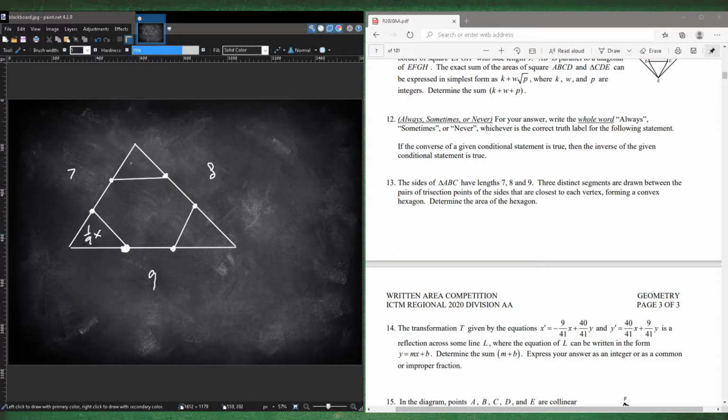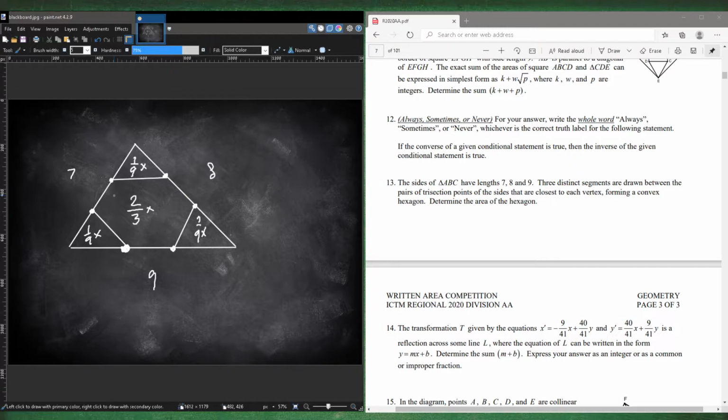And you can apply the same logic to this triangle and this triangle. So this area is also 1/9 of the entire triangle, and this is also 1/9 of the entire triangle. So 1/9 plus 1/9 plus 1/9, that's 1/3. That means the area of the hexagon is equal to 2/3 of the entire big triangle.